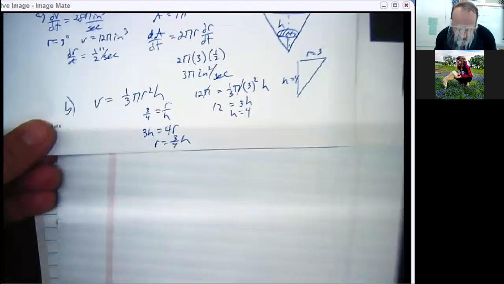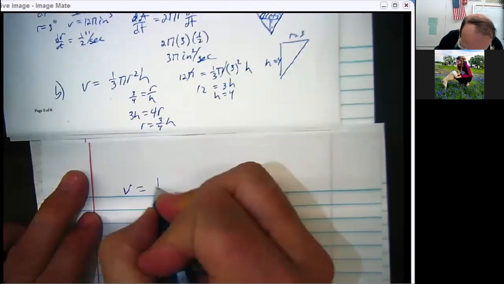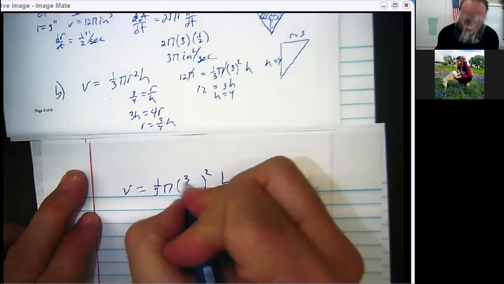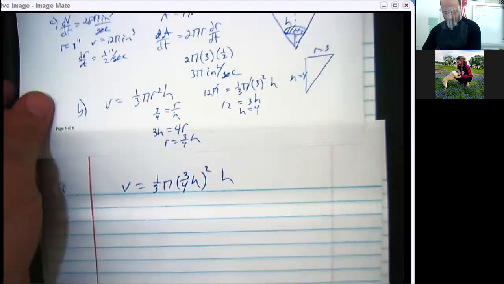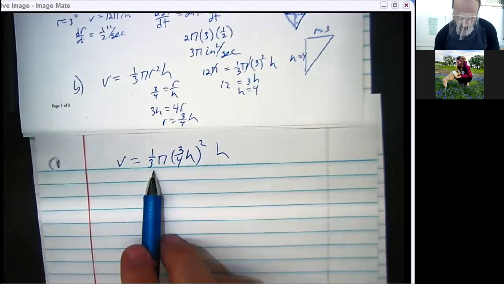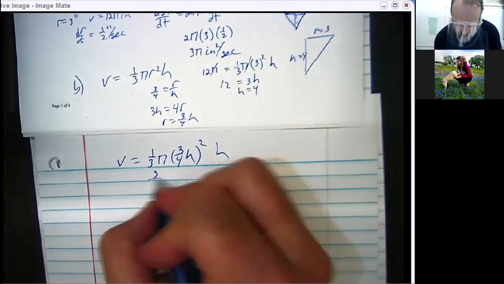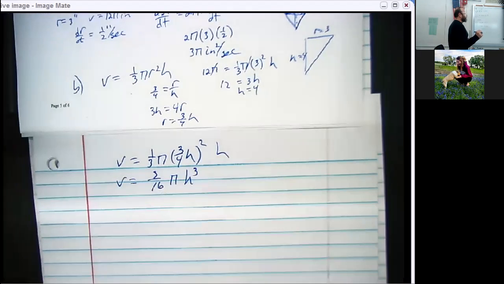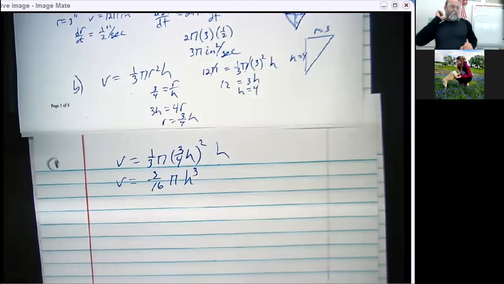So I've got, before I'm doing any calculus on this, I've got 1/3 pi r squared h, but I'm going to put a 3/4 h right there. So what happens if you square 3/4 h? I get 9/16 and I got 1/3 of that. So 3/16 pi h cubed is v. Have we done calc yet? No, we've just used what we know to be true. We've reduced the number of variables down as much as possible.